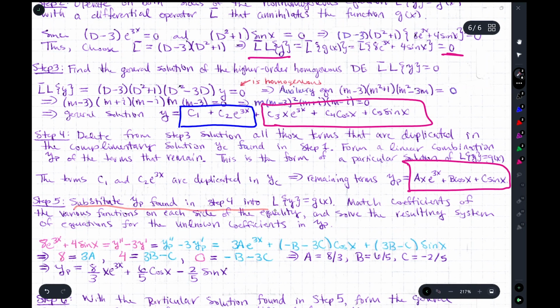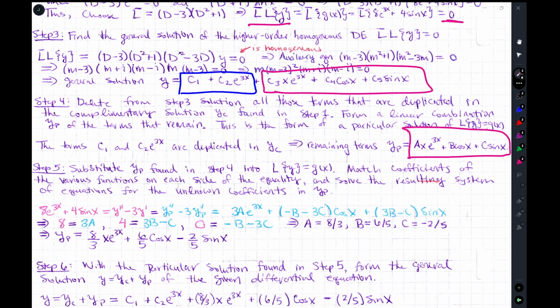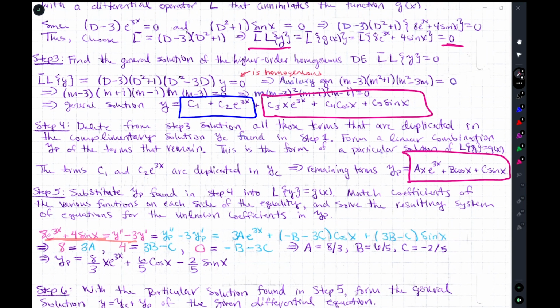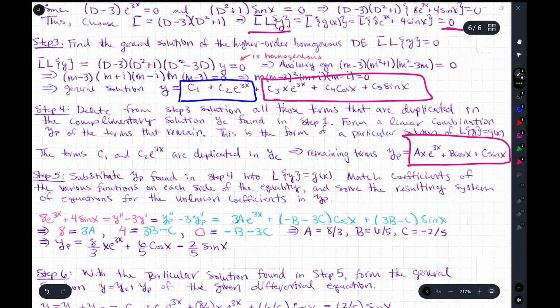And finally, substitute YP found in step 4 into the original differential equation, not this transformed one. Match coefficients of the various functions on each side of the equality and solve the results. So this step is going to look very familiar. We have the left-hand side coming from the problem, up here. And the right-hand side is coming from taking our form and plugging it into the differential equation. So we get that. And now we just match coefficients.